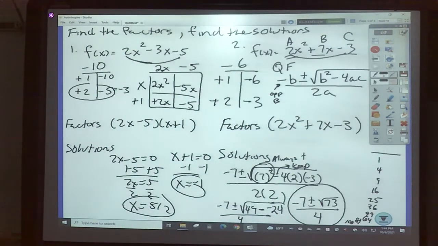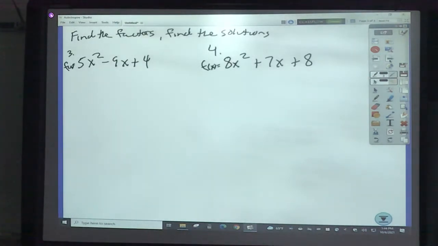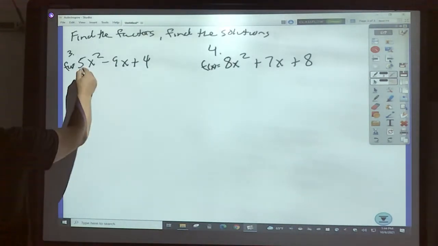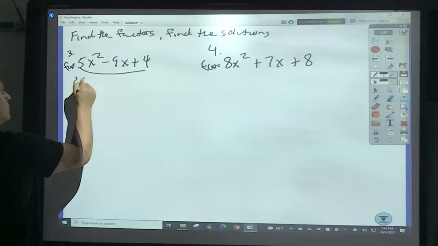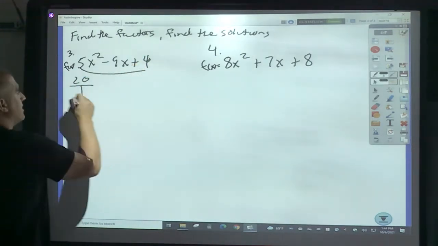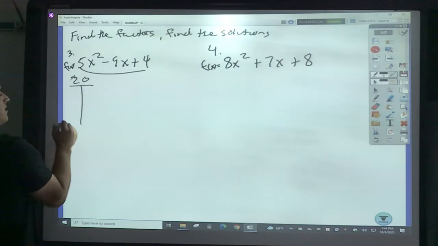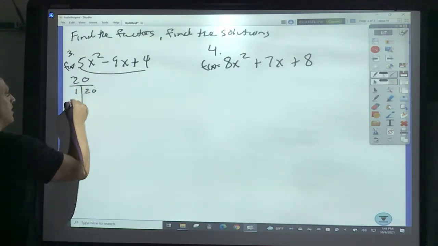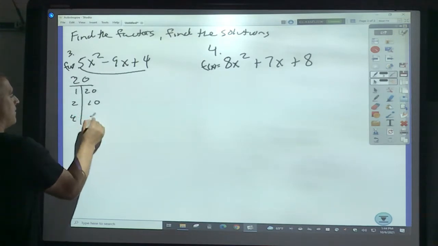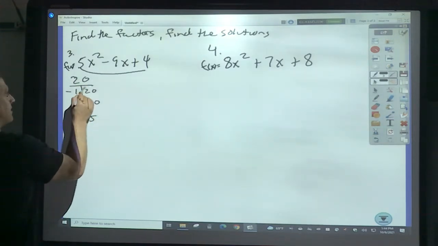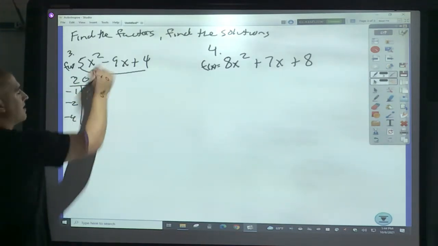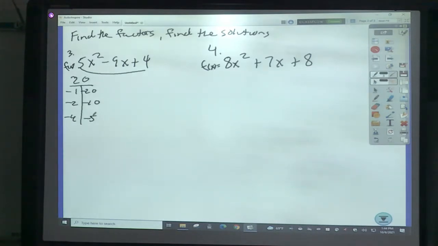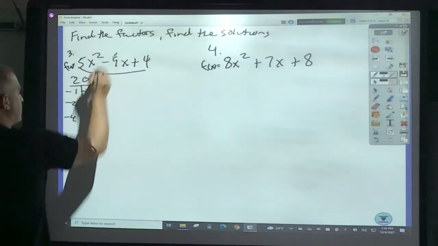So let's do another one. All right, let's check this one out. 5 times 4 is 20. Now, since that's positive, I need both sides to multiply to be that. 20 is 1 and 20, it's 2 and 10, it's 4 and 5. Since that's positive, both sides have to be negative if you have a negative in between. I'm looking for the set that adds up to negative 9.